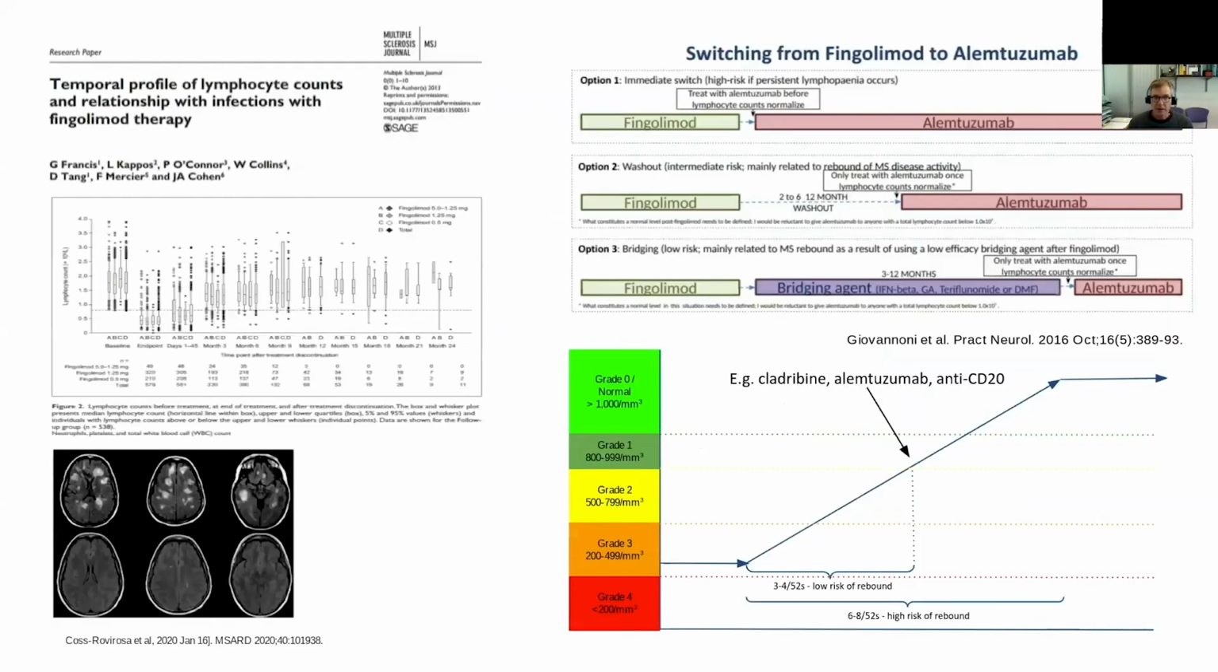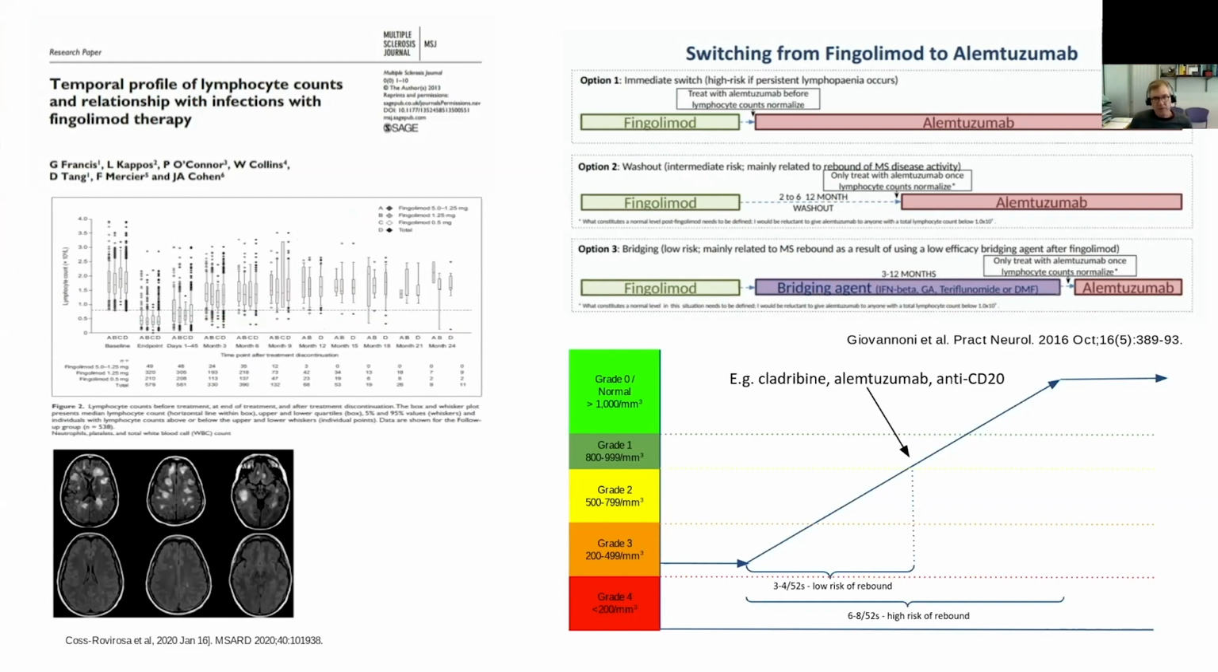Okay. We do know that there is an issue with fingolimod long term. Some people, when you stop the drug, their lymphocyte counts don't recover. So you can see on this figure here, there's a small scattering of patients on long-term fingolimod where their lymphocyte counts don't recover. The other thing about fingolimod is when you stop it and you release the lymphocytes from the secondary lymphoid tissue, there's a risk of rebound. And the rebound occurs earlier than you get with natalizumab. It occurs around about 6 to 8 weeks.